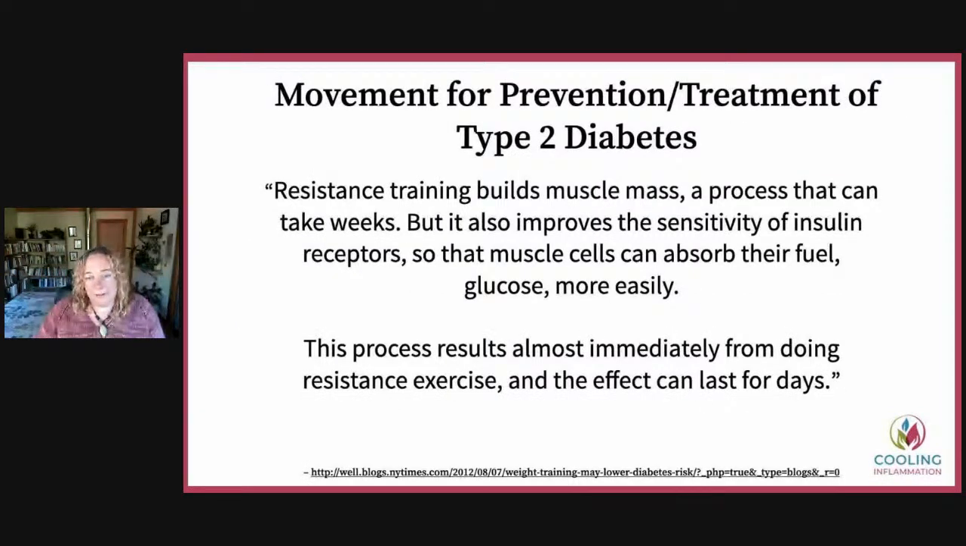All right, these ones we've already seen before, but just as a reminder, exercise is incredibly important for the prevention and treatment of type 2 diabetes. Resistance training builds muscle mass, a process that can take weeks, admittedly, but it also improves the sensitivity of insulin receptors so that the muscle cells can absorb their fuel, glucose, more easily. Then I love this: the process results almost immediately from doing resistance exercise, and the effect can last for days.